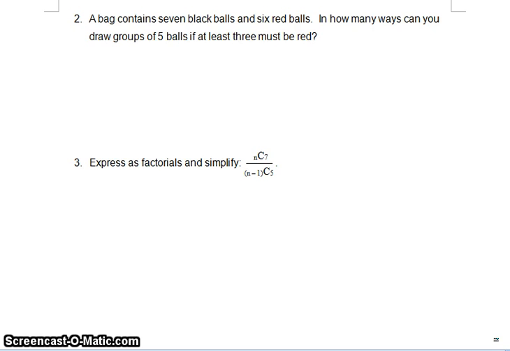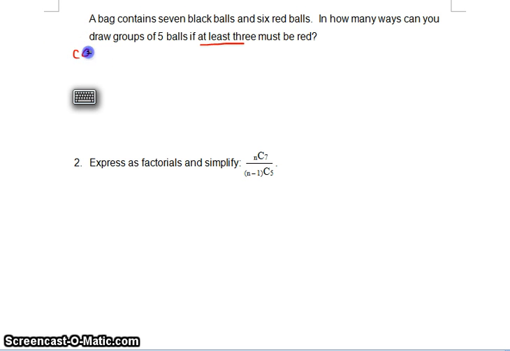Number 2 here is asking about a bag that contains 7 black balls and 6 red balls. How many ways can you draw groups of 5 balls if at least 3 must be red? So there's that keyword there: at least 3 must be red. What different cases are we going to have? Well, the first one we start off with is when we have that minimum of 3 balls.